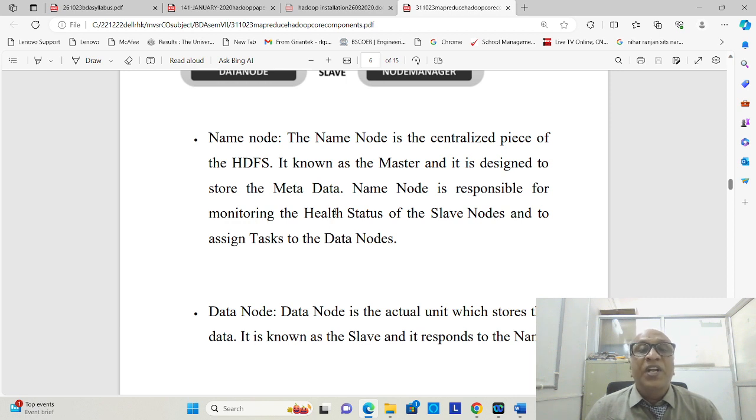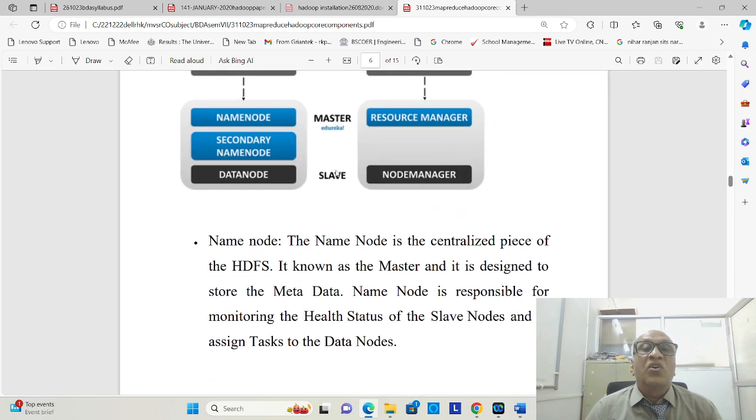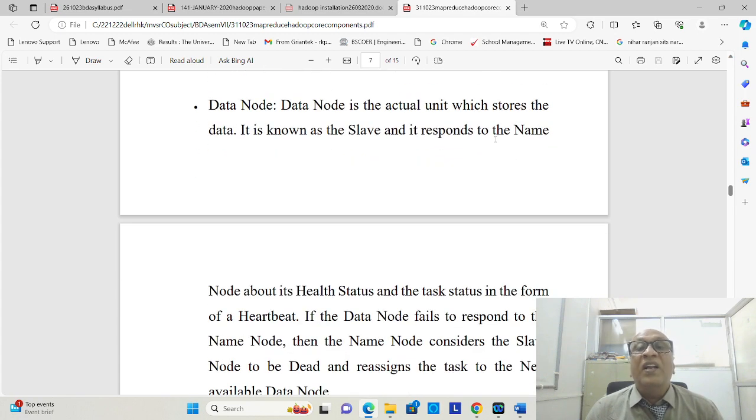The name node monitors the health status of the slave nodes, and it assigns tasks to the data node. What about the data node then? The data node is the actual unit which will be storing the data. The data node is also known as a slave. And it will be responding to the name node about its health status and task status in the form of a heartbeat. Heartbeats are a kind of message, a status information sent to the name node telling their health status and the task status.